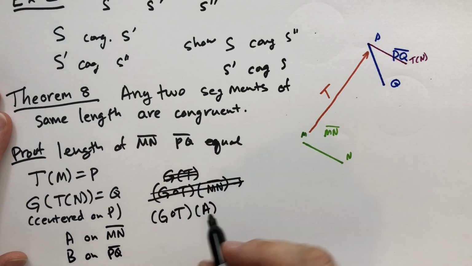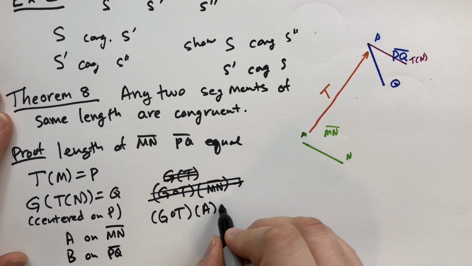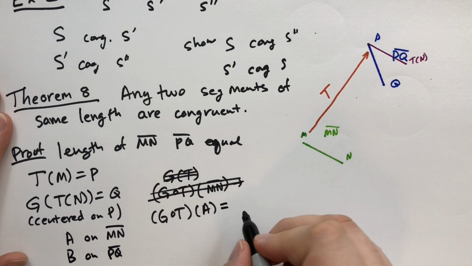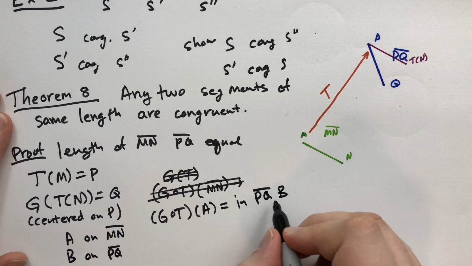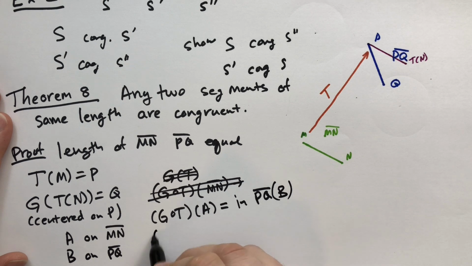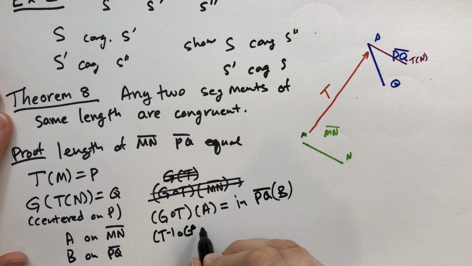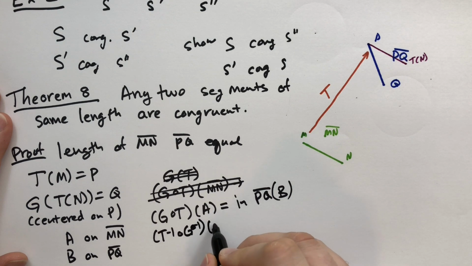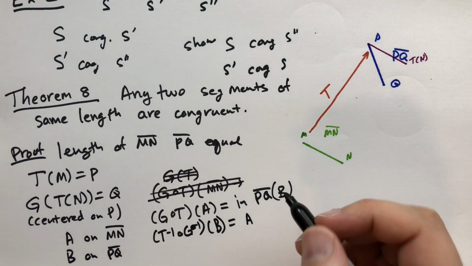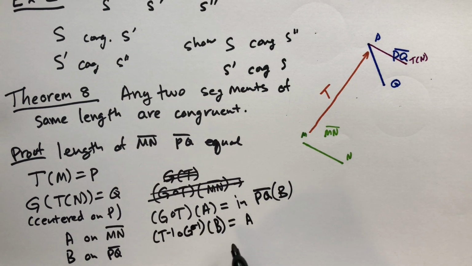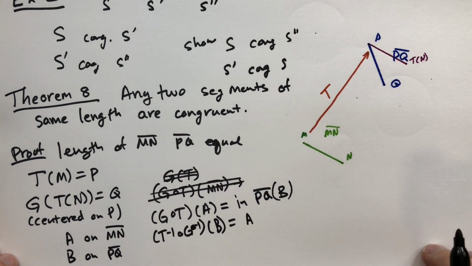So for any point A on MN, we're going to get a point on PQ, so it's going to equal some point B. But if we take the inverse G minus 1 of some point B, then we're going to get some point on MN. So for any points, there's going to be this relationship where this is a subset of that, and that's a subset of this. And so we've proven that those two sets are equal. And that's how you do it.